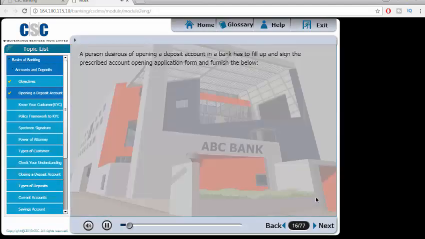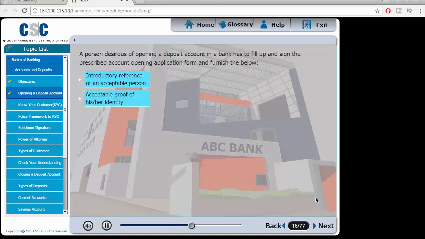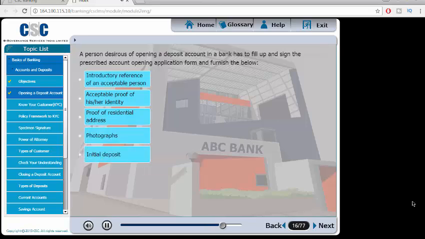A person desirous of opening a deposit account in a bank has to fill up and sign the prescribed account opening application form and furnish the below: introductory reference of an acceptable person, acceptable proof of his or her identity, proof of residential address, photographs, initial deposit. Click each item to learn more about it.